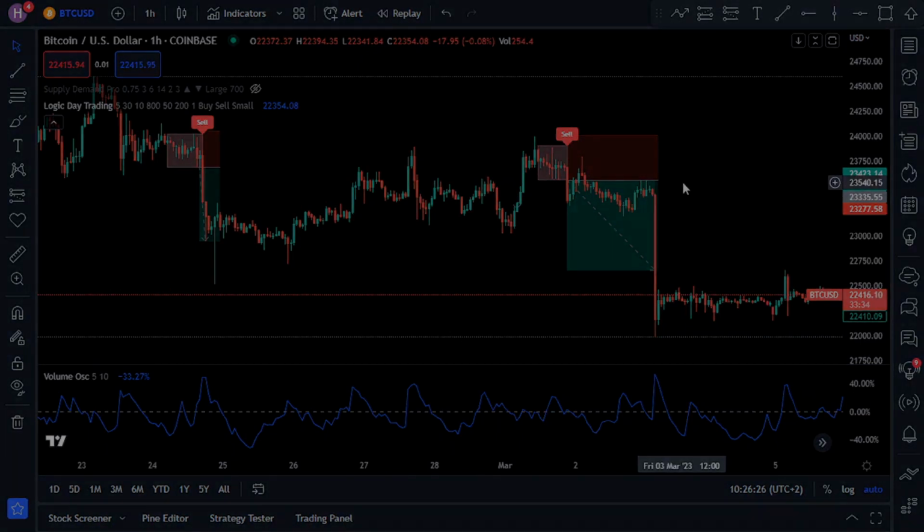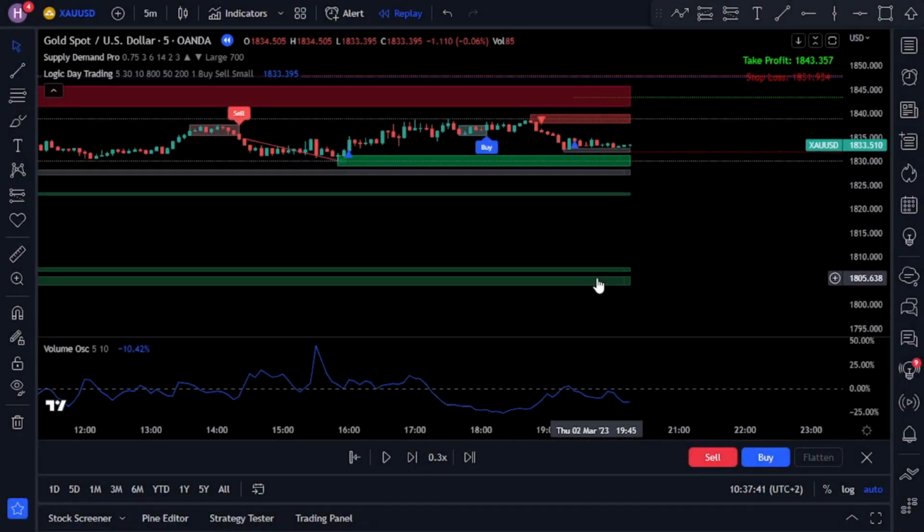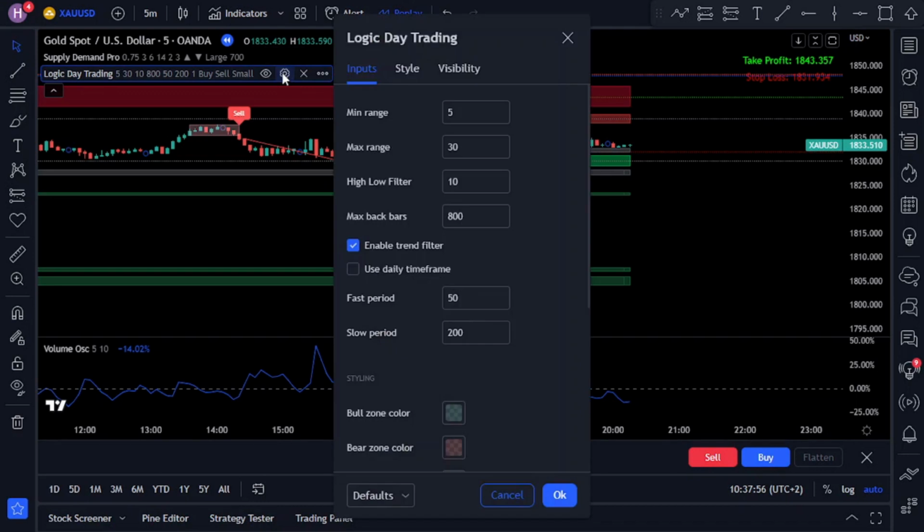This way, you are able to get into those trades as early as possible and also extract as much profit as you can from the move. You will notice that the Logic Day Trading Indicator creates precise buy and sell signals that anyone can use.